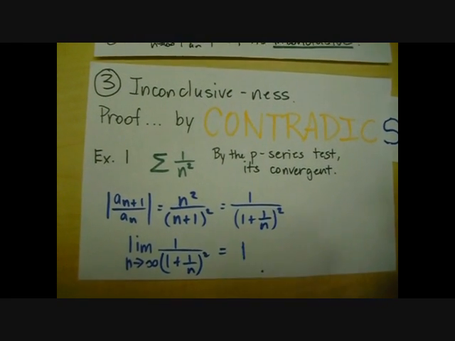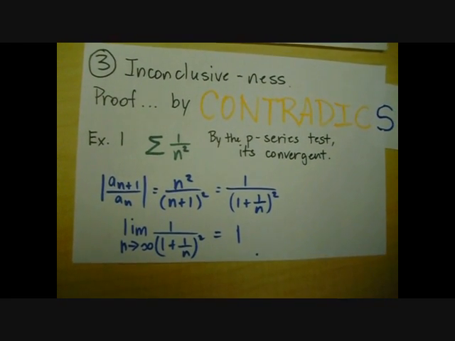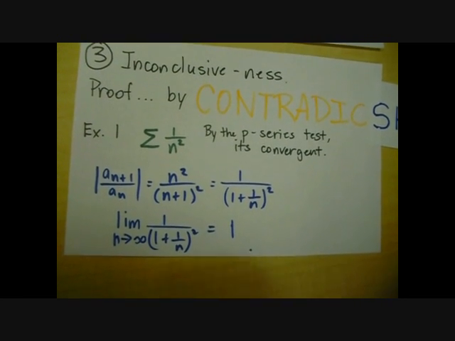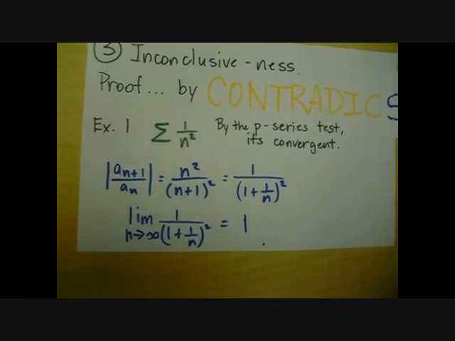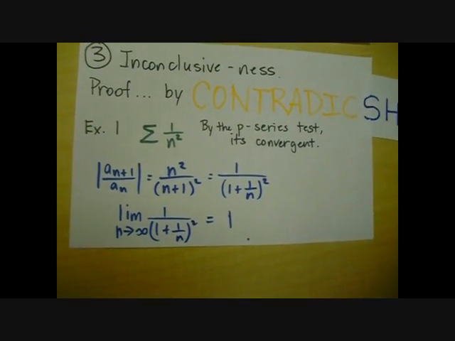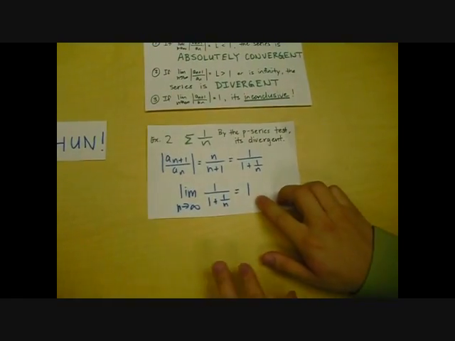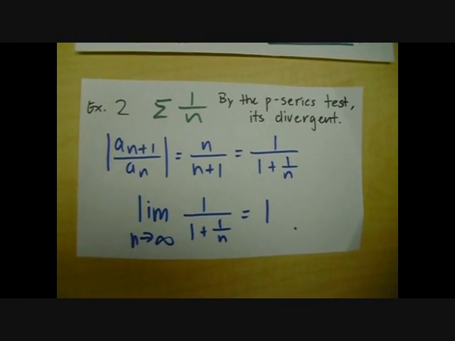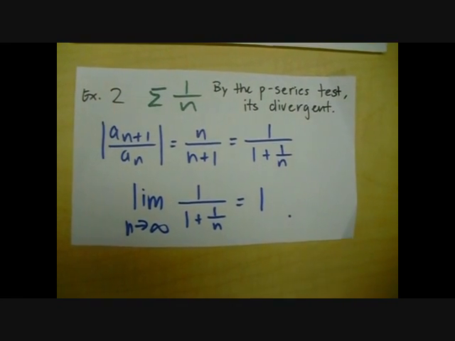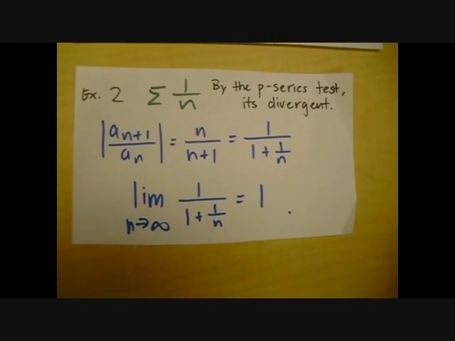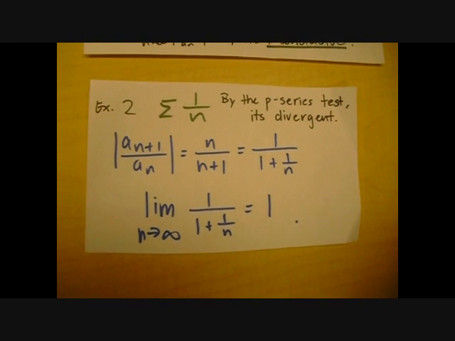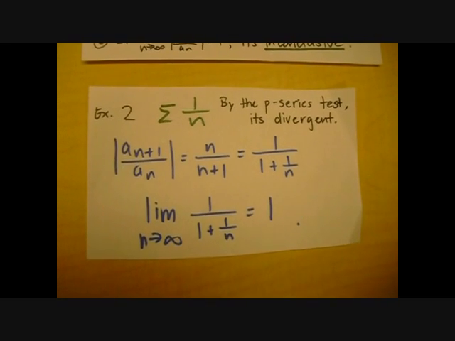Now, we see here a p-series with p equals 2, so it's n squared. If we crank the handle, we see that the limit is 1. But by the p-series test, we know it's convergent. If we look at the second case, we have p equals 1. We crank the handle yet again, and we'll find that the limit is again 1. But by the p-series test, we know it's divergent. Therefore, when the limit is 1, we don't know if it's divergent or convergent.